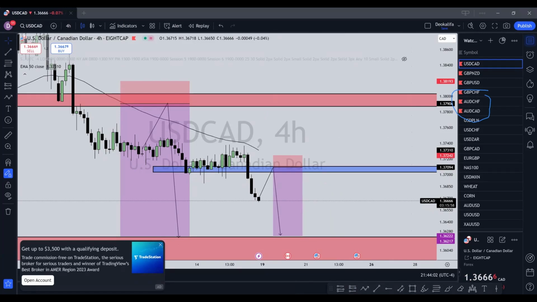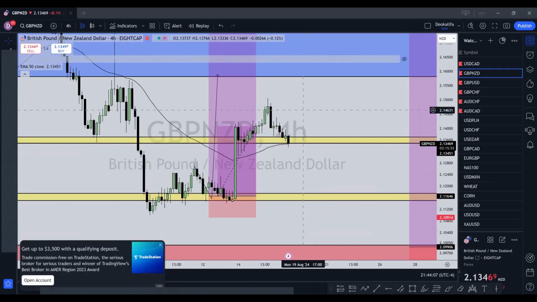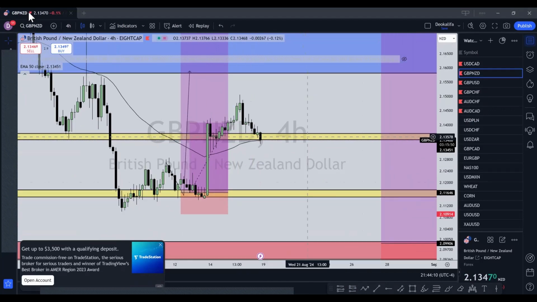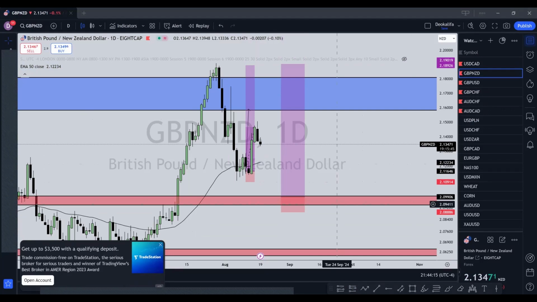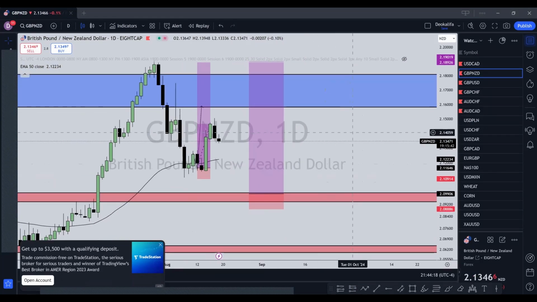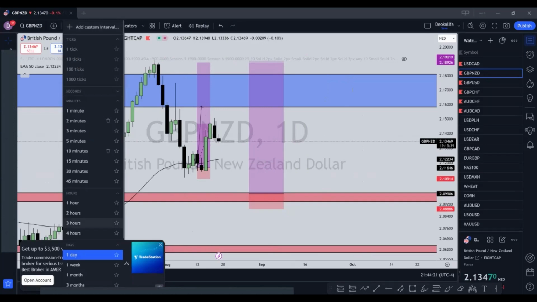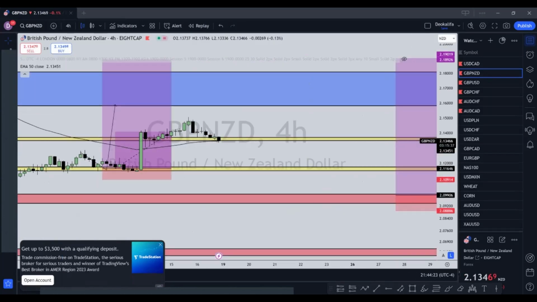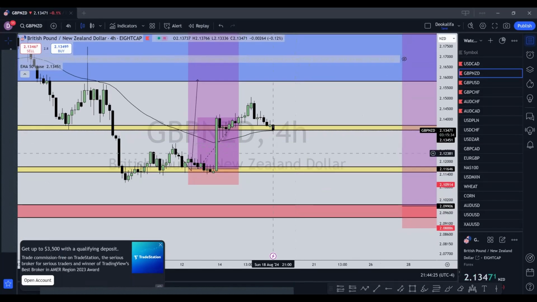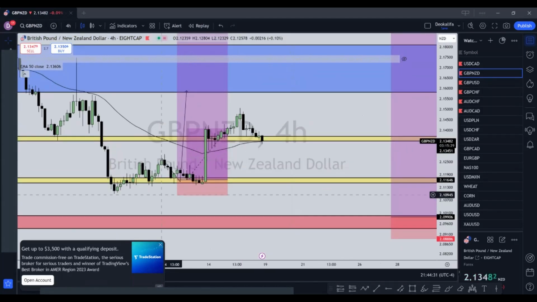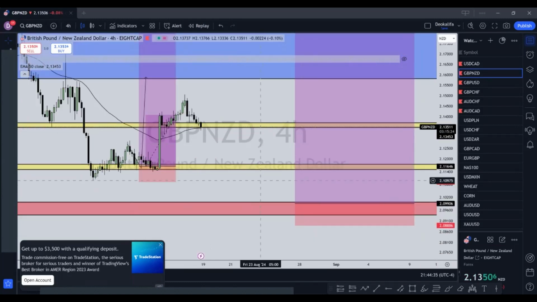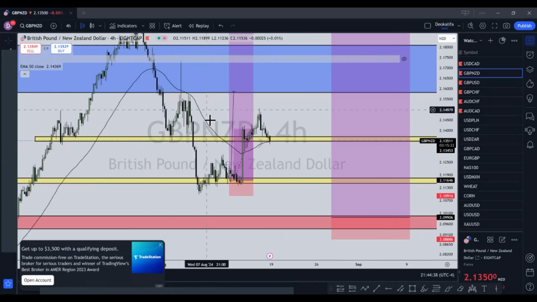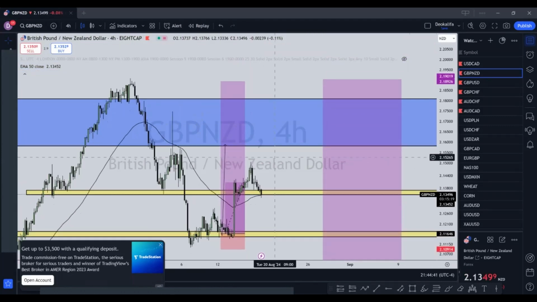The next one was GBP NZD, and I took this trade. As you can see, I had two places where it could have entered. This was the first one, and this is where I entered with a small size. So I entered around here, and price is pushing up. So right now my stop loss is at break even, and maybe we will not come back to this area. So if we can go back to the highs, that will be a nice profit.